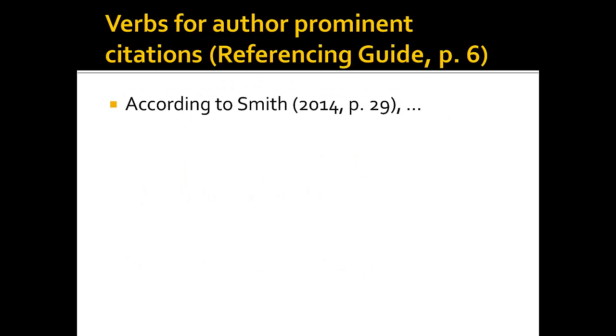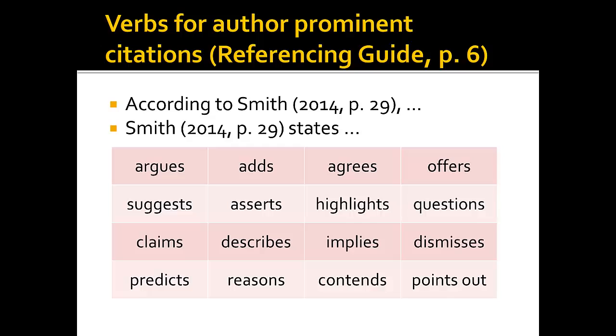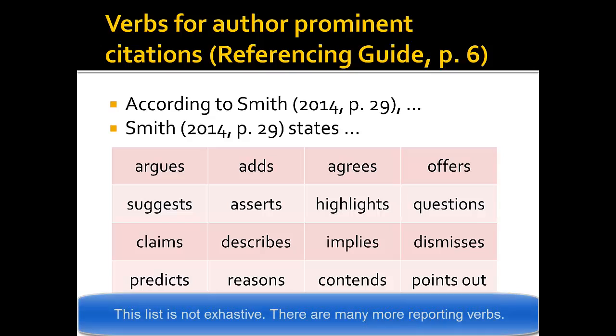Now, there are a number of verbs that you can use, so you can use that format of according to, and then the information. You could have the name, so Smith, 2014, page 29, states, and there are a whole range of verbs that you can use depending on what you're trying to achieve. And these are listed in your referencing guide on page 6. So those introductory pages in the referencing guide are very important.